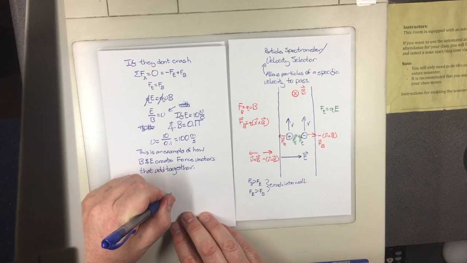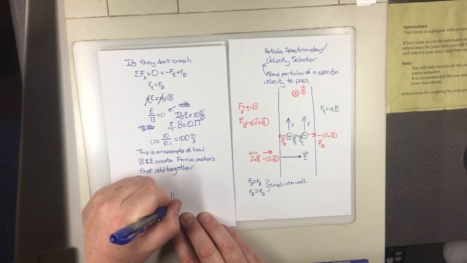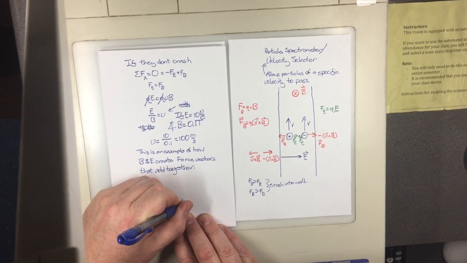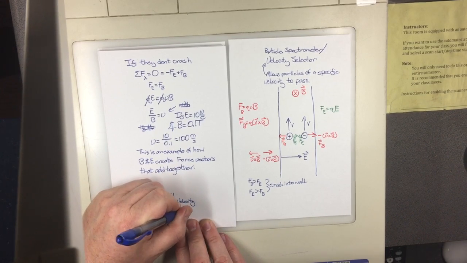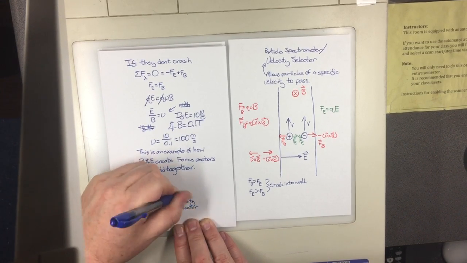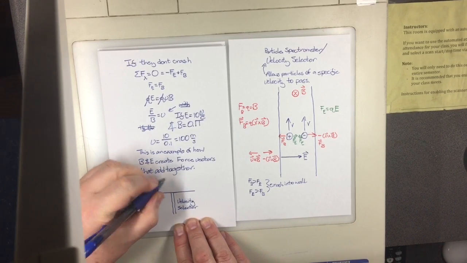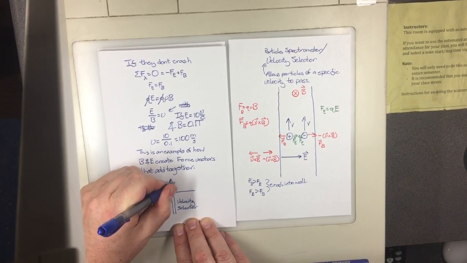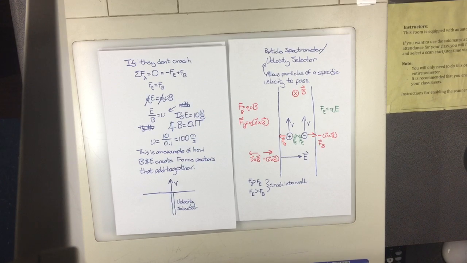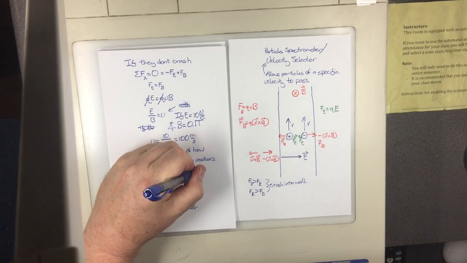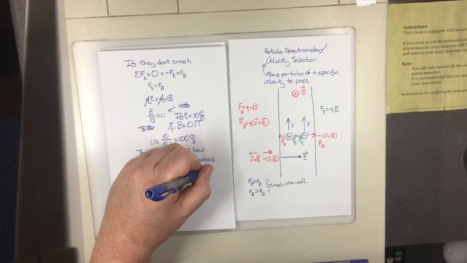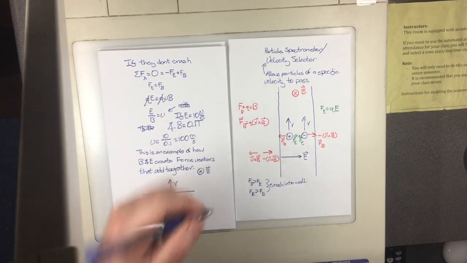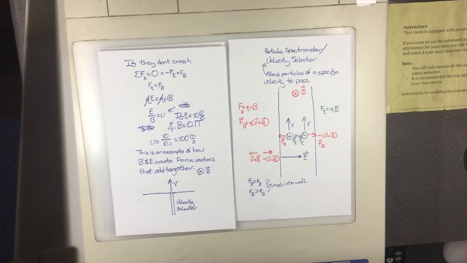At the end of this velocity selector, the particles come shooting out at a specific velocity v, and the magnetic field in this region, I'm going to say, is still into the page. It could be out of the page, it doesn't really matter.